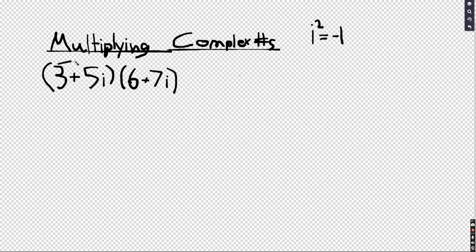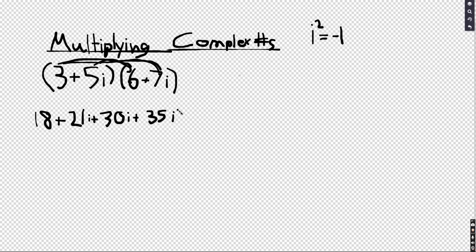Like I've said before, I personally like FOIL. You can use whatever other method you want. So let's start multiplying. 3 times 6 is 18, plus 3 times 7i, which is 21i. Now we have 5i times 6, which is going to be 30i. And then we're going to have 5i times 7i, which is going to be 35i squared, and as I've mentioned before, i squared is negative 1, so we can say negative 35, okay?